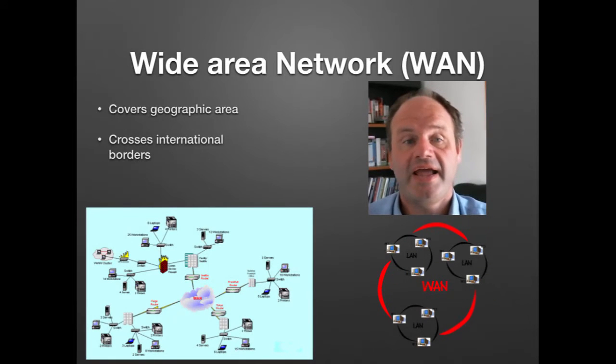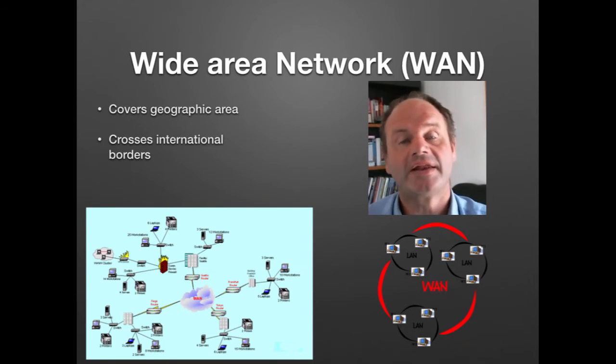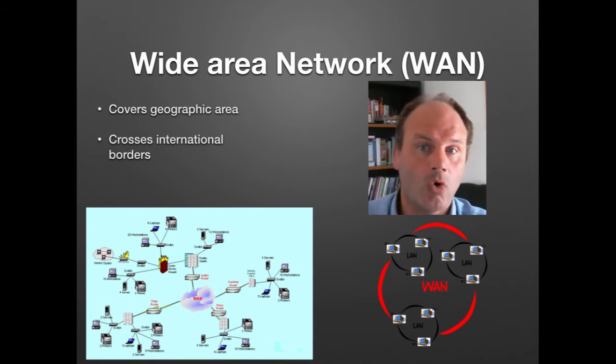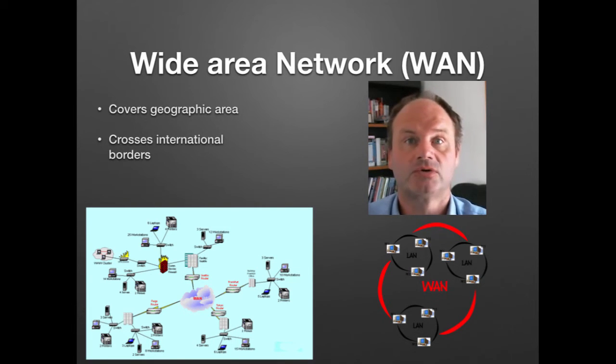A wide area network, or a WAN, spans a relatively large geographical area which can cross international borders. Typically, a WAN consists of 2 or more local area networks, or LANs. Computers connected to a wide area network are often connected through public networks, such as a telephone system. They can also be connected through leased lines or satellites.